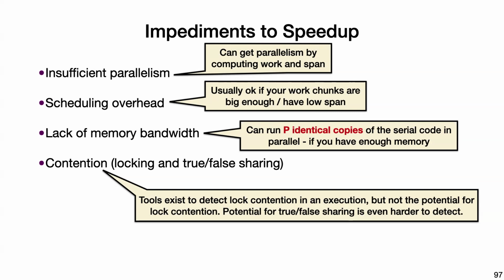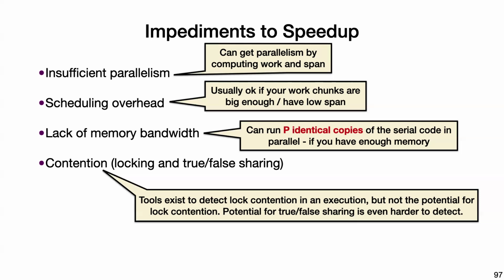Another one is lack of memory bandwidth. There are multiple ways you can debug this. A high-budget way is you can physically reduce the amount of hardware you have, and then you decrease the memory bandwidth. If your program gets slower, that's one way to know that you are bottlenecked by memory bandwidth. Another software-level way is you can run P copies of your program, where P is the number of processors you have. If it gets slower, then you know that you are bottlenecked by memory bandwidth.